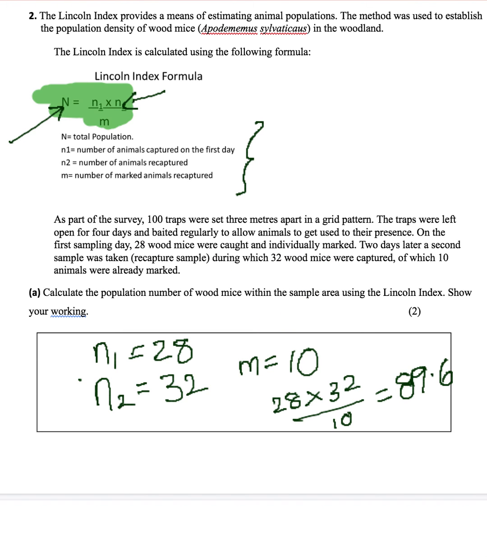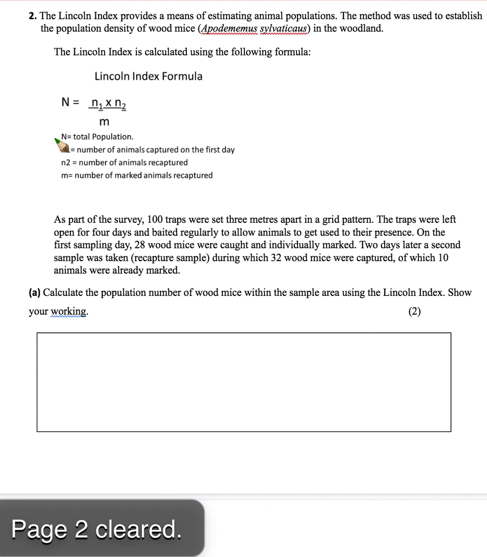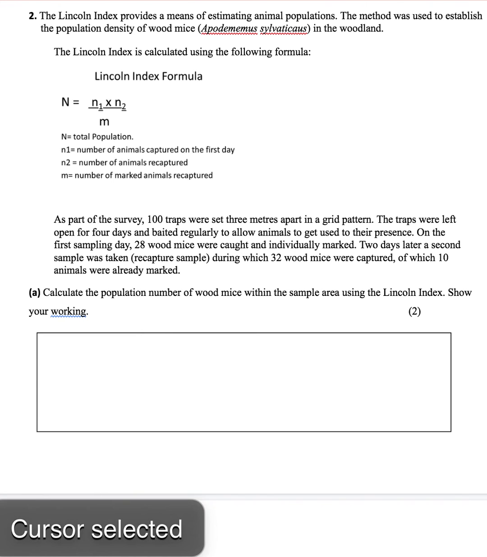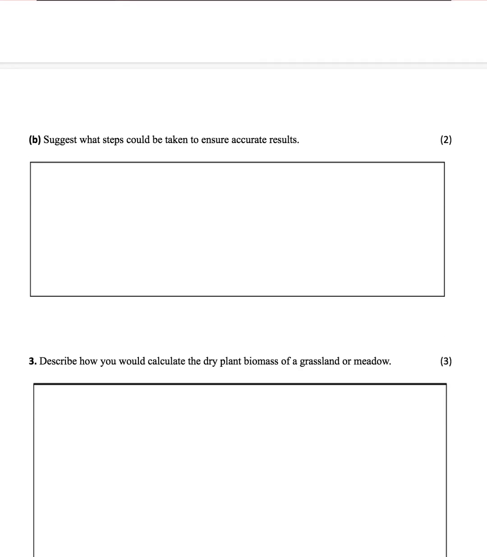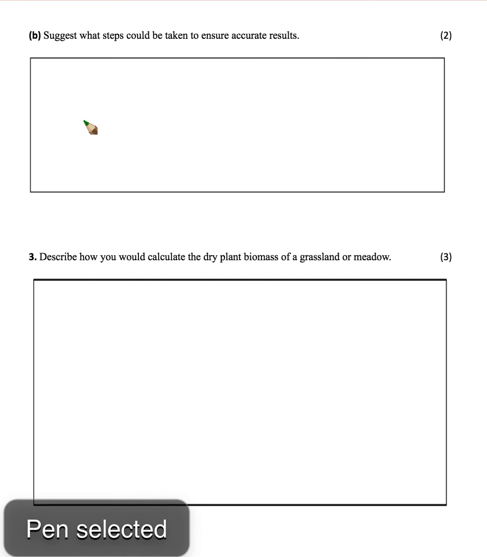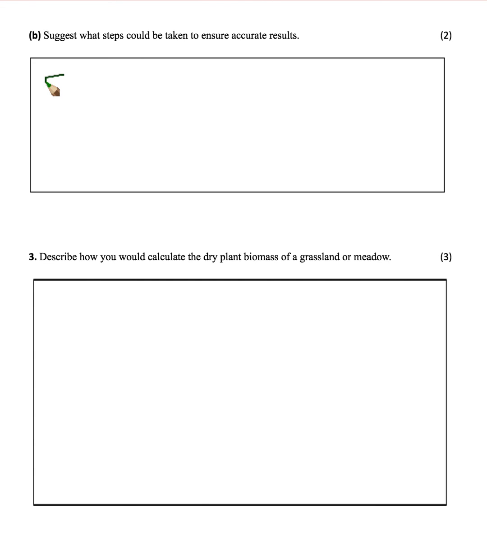What do we need to do then to ensure accurate results? So one of the things that we have to do is to ensure that we leave enough time in between the first and second sample so that proper mixing can take place, but not too long, because remember, we don't want to have any births or deaths, emigration or immigration, that will mess up our results. So it's got to be an appropriate time.